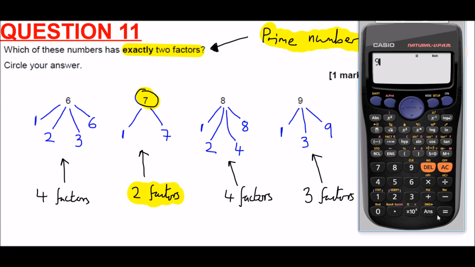If we try 9, shift fact again, 9 can be written as 3 times 3, 3 squared. So if you notice, each number changes how it looks if it's not prime. But if a number's prime, if we type in a number and do shift fact, it doesn't change at all. Now, if a calculator doesn't change the number for us, that means that the number must already be prime. So that's how you can use a calculator to check if a number is prime or not. So because 7's prime, 7 has exactly 2 factors, therefore 7 is the one we need to circle.